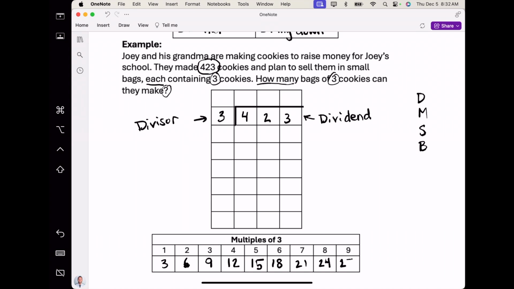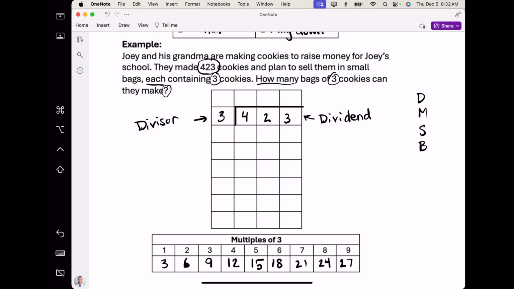As you get good with this, you might not have to do this in the future. Okay, so the first thing we're going to do is see how many 3s there are in 4. So, how many 3s are there in 4? Well, if I count by 3s, 3 is my 1, 6 would be 2, that's too many. So I'm always going to go back to the one before it. There's 1 3 in 4.